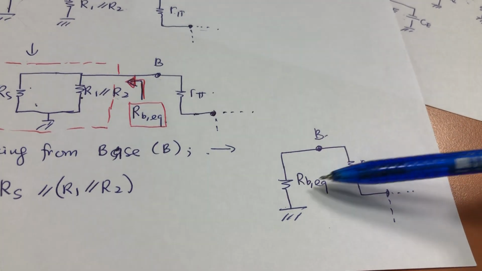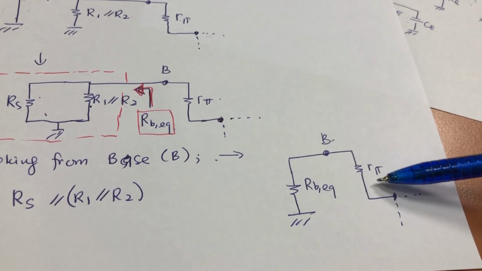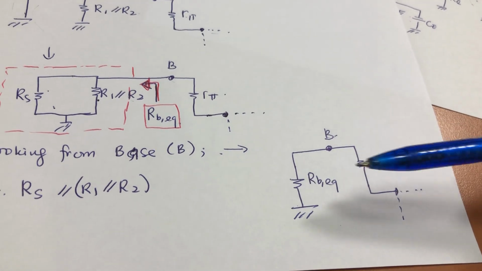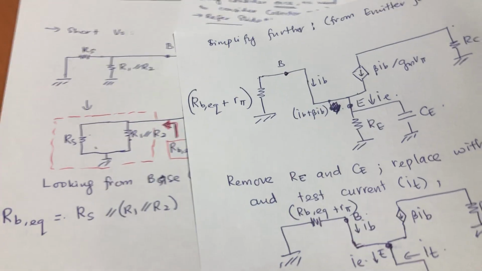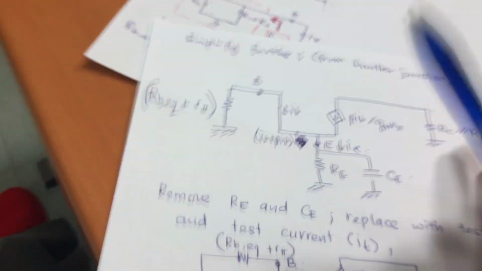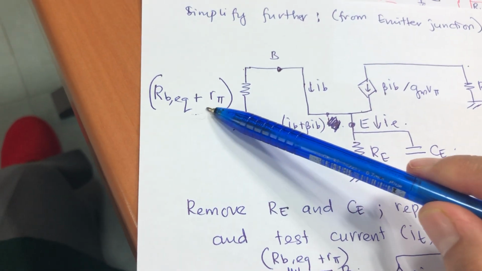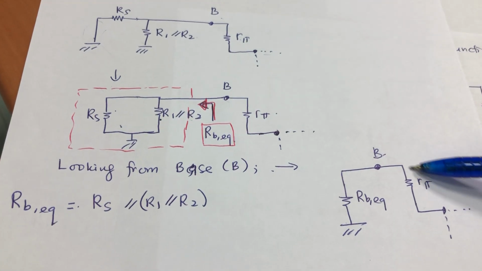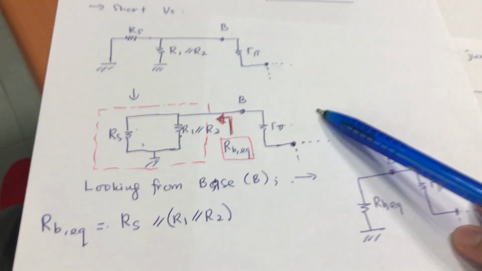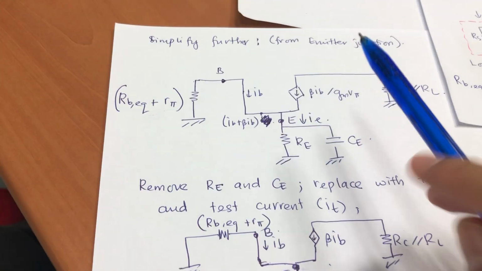So now it becomes like this. Then we still have R pi here. To further simplify, I move this R pi towards here. So what will it become? It will become RBEQ plus R pi, because they are in series. RBEQ plus R pi. So now I draw again the full circuit.